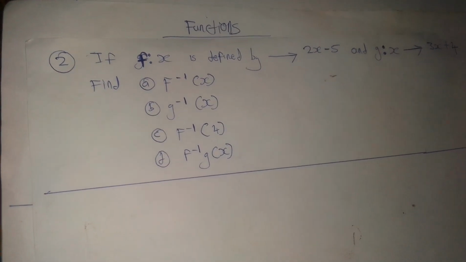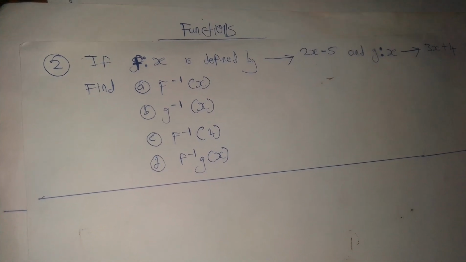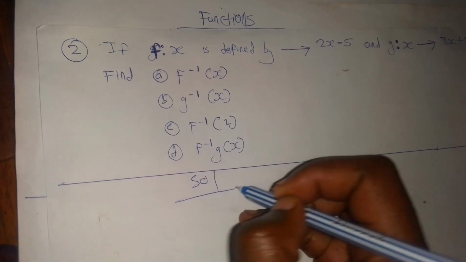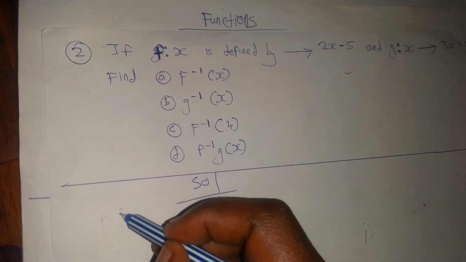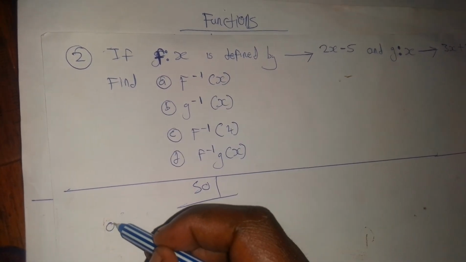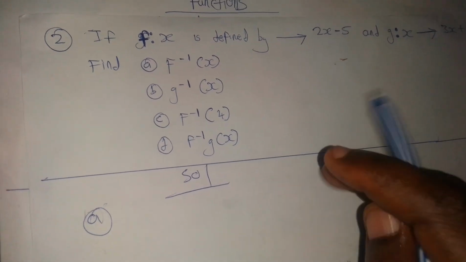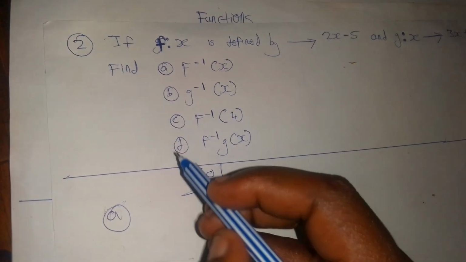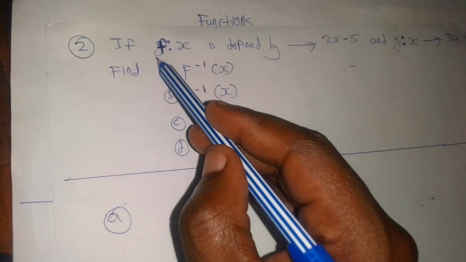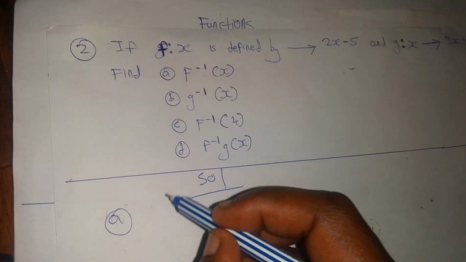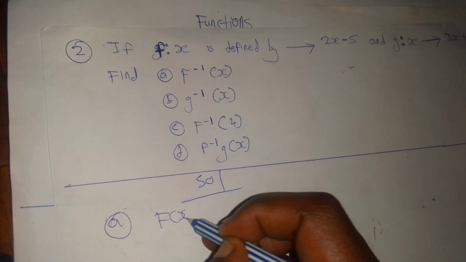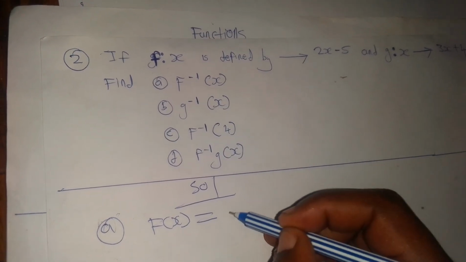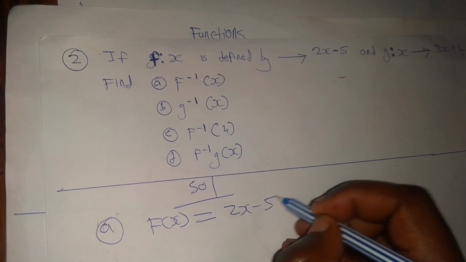So this is what we do to find the inverse. So we say solutions, number question 2a. So first of all, since here there is f, we get for f. So this f maps x, the arrow means equals, f of x equals 2x minus 5.